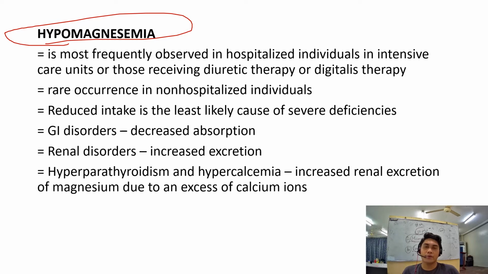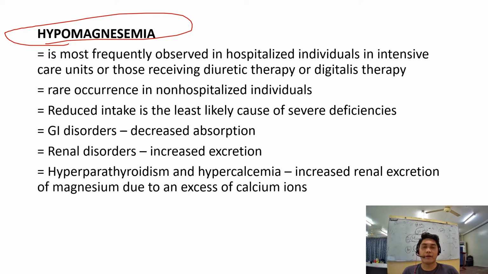For hypomagnesemia, there are gastrointestinal disorders that can cause decreased absorption of magnesium. And for renal disorders, if there's kidney disease, usually the magnesium level is decreased because of increased excretion of magnesium. So that's for hypomagnesemia: GI disorders and renal disorders.